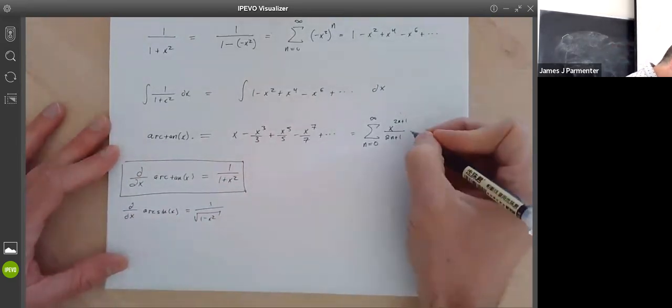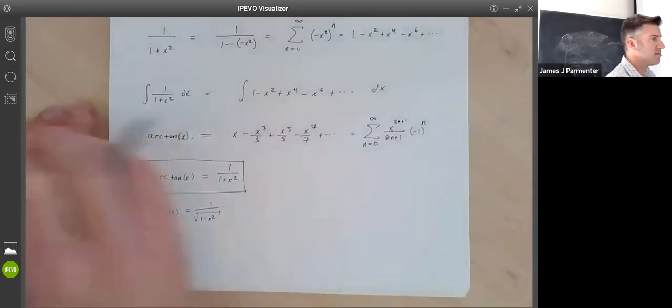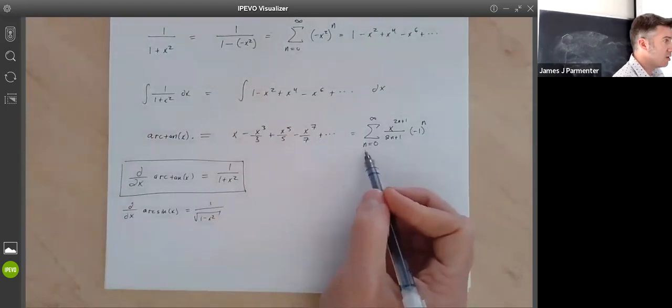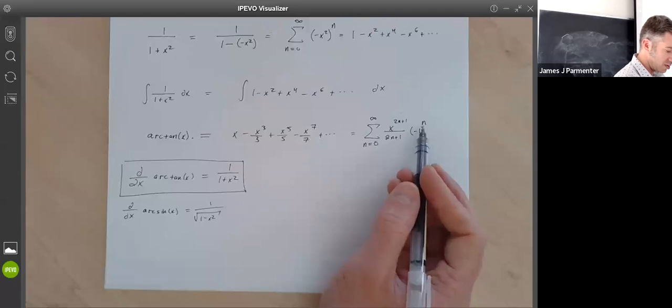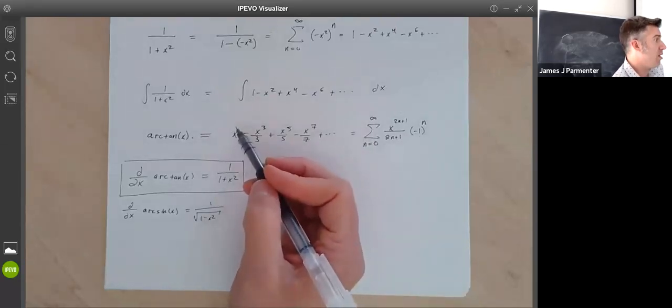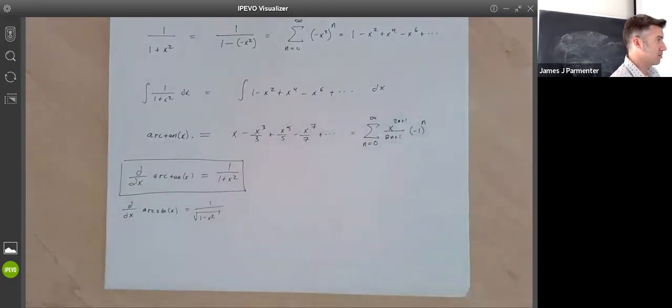But yes, I forgot the -1 to the n. I always start with n and then I check: if I plug in n equals 0, do I get the right sign when I start? If I plug in 0, I get -1 to the 0, which is 1. I'm starting with a positive. Great, I'm on the right sign. But if I had the wrong sign, I would just add a 1 up there to make it the right sign, so it started with a negative instead of a positive.